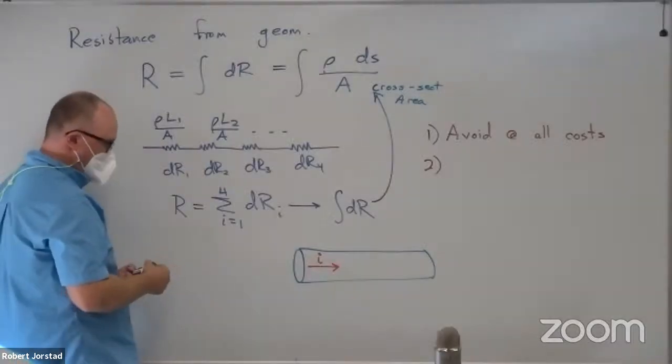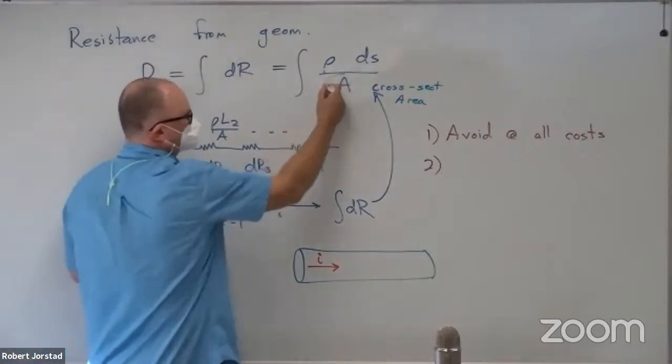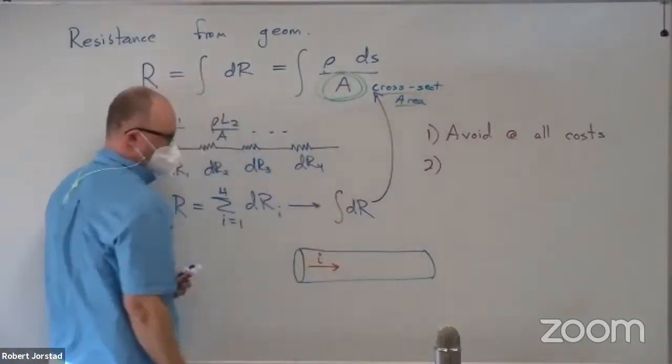Okay. The trick here is this is supposed to be a cross-sectional area, right?